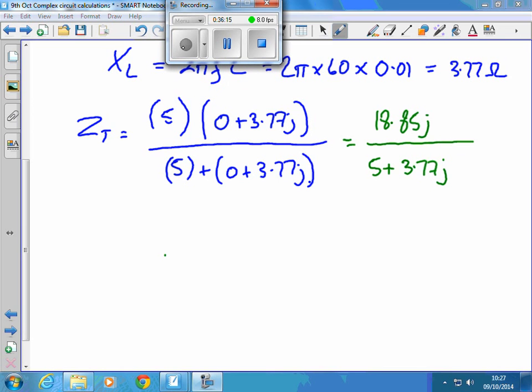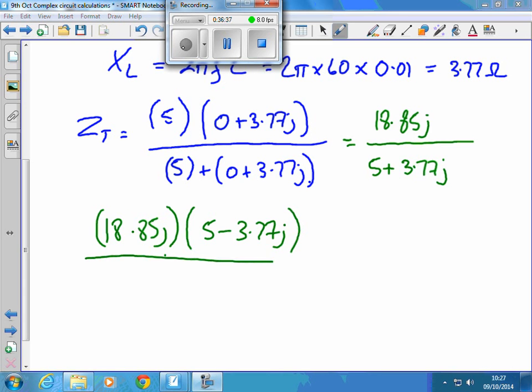From this point, having multiplied the top and added the bottom, we've now got to multiply this out to get rid of the J term underneath. So we've got to do 18.85J multiplied by 5 minus 3.77J on the top, and on the bottom 5 plus 3.77J times 5 minus 3.77J.